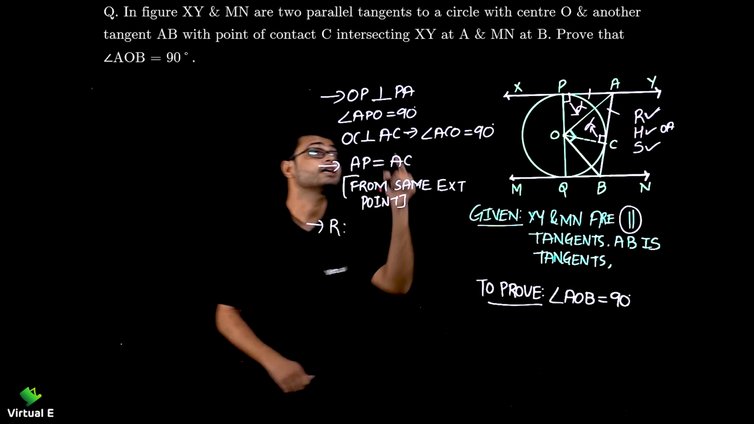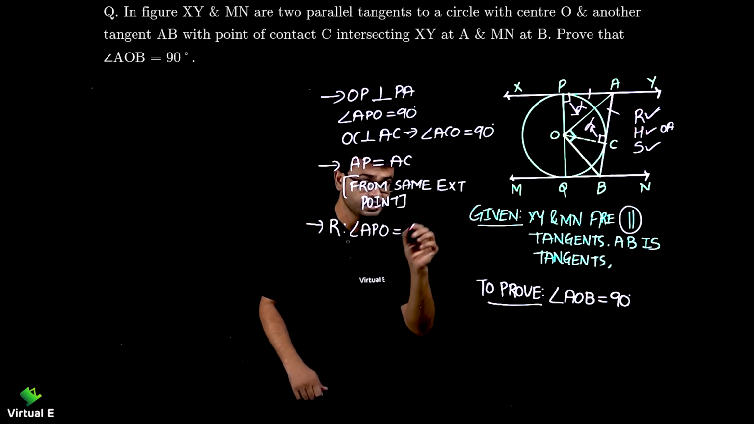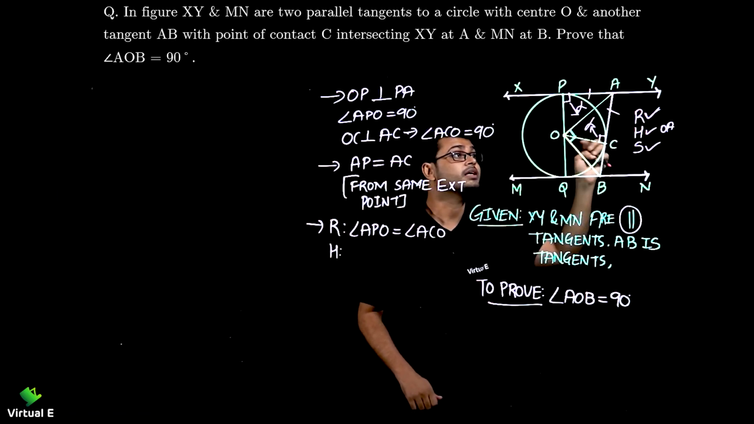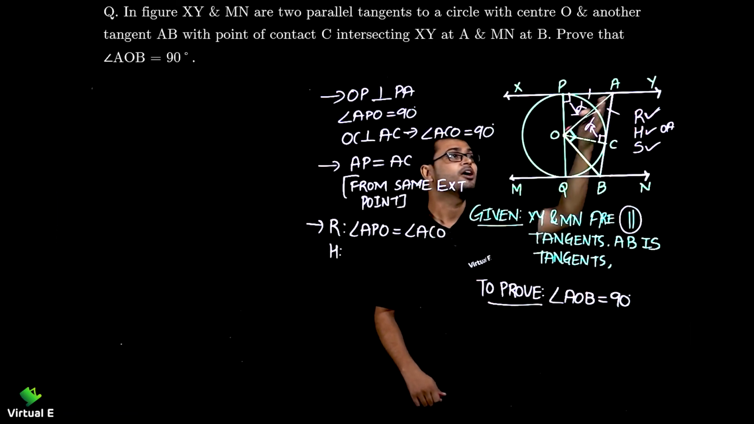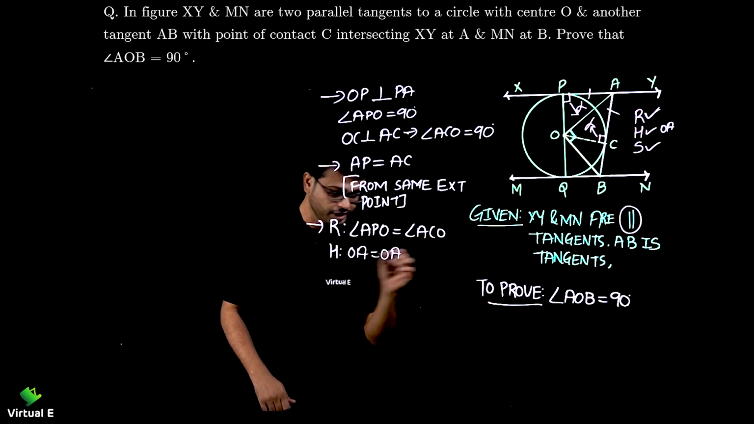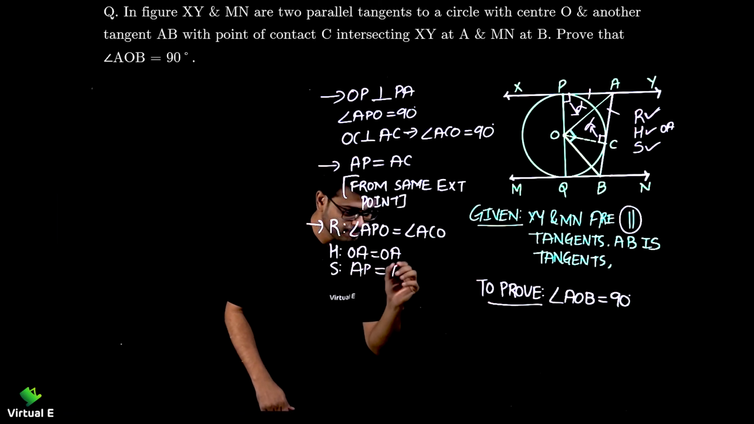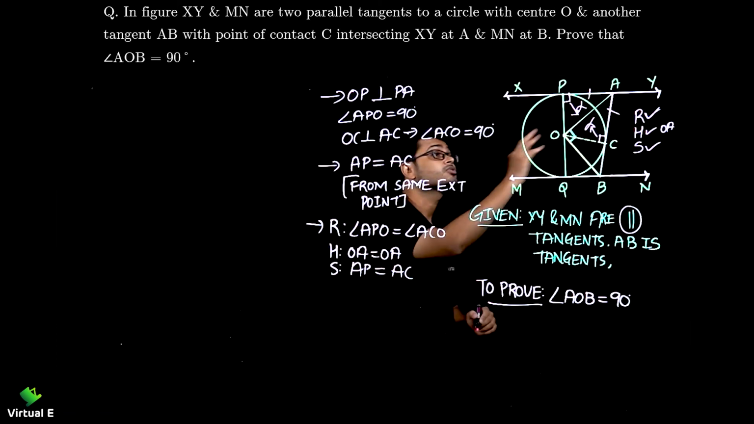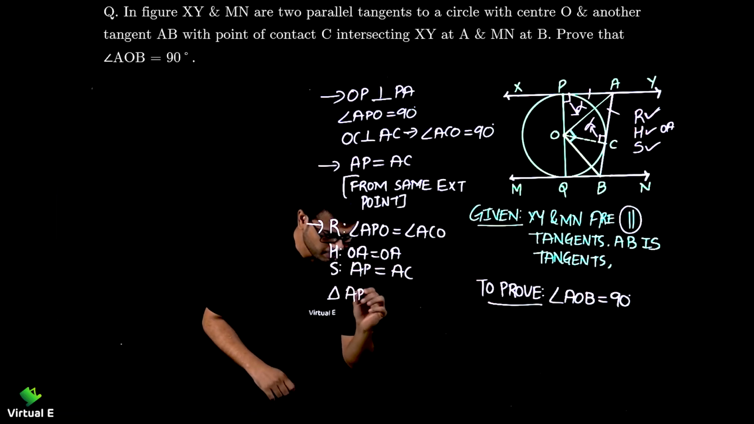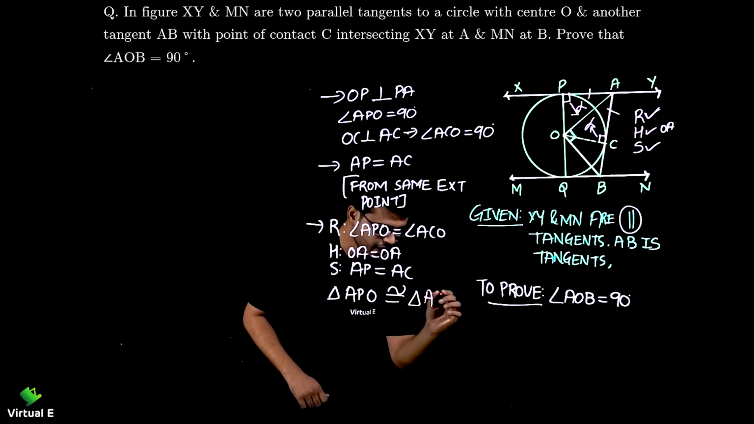Now let's write the RHS criterion. R, the right angle, which is angle APO, is equal to the other one, angle ACO. Done. Now the hypotenuse. Hypotenuse is opposite to the 90 degree angle. If you draw it, you can see OA is common in both triangles, right? So I can write OA is equal to OA. Now about this side, we have written AP is equal to AC. Done. So finally I can conclude that triangle APO is congruent to triangle ACO.